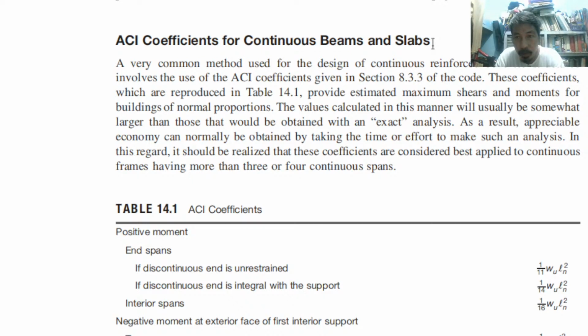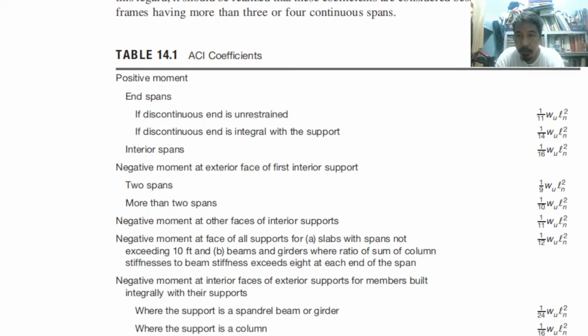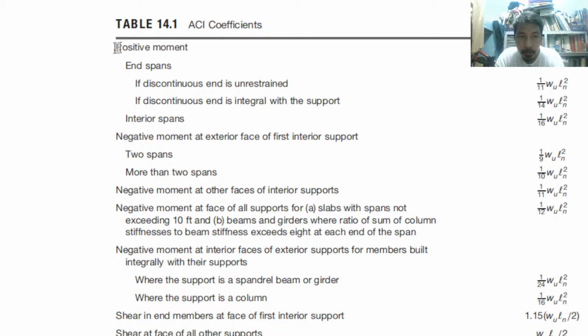We already have the knowledge of how to design the exact beam and slab. This is approximate, another alternative method. You can find this table in the code. As you can see, you have the following: positive moment, then negative moment, then negative moment, then negative moment, then negative moment. How many negative moments? 1, 2, 3, 4. There are 4 negative moments and only 1 positive moment.